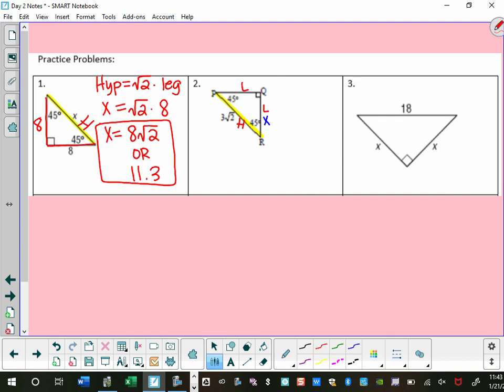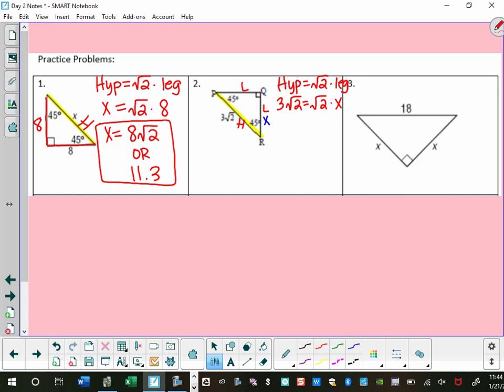So now I have my formula. Hypotenuse is equal to root 2 times the leg. What's my hypotenuse in this case? 3 root 2 equals root 2 times what's my leg? We don't know. We're solving for it, so it's x. Diana, how do I solve for x here? Not multiply. We're going to divide by what? Nope, by 2? There is no 2.